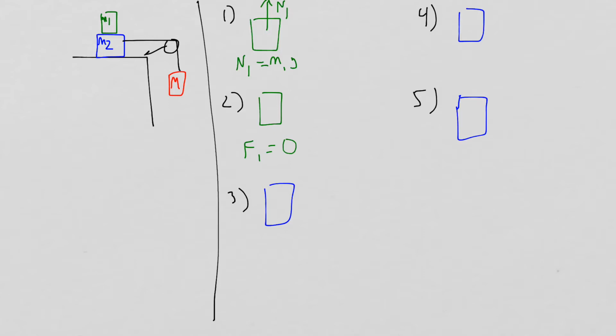All right. Question 3, now we're moving to block 2. And so it's pretty easy to get the direction of the tension. The direction of the tension is always in the direction of the string. So that's easy.